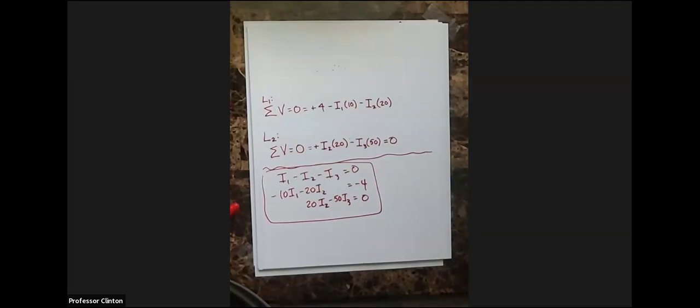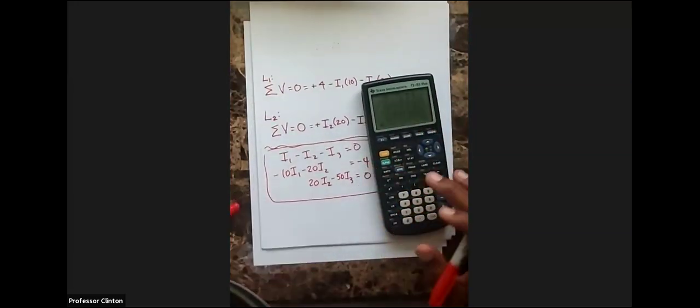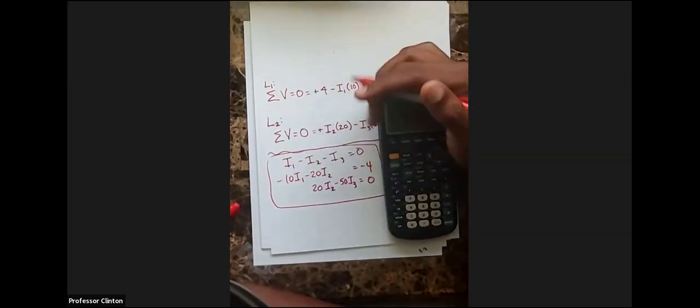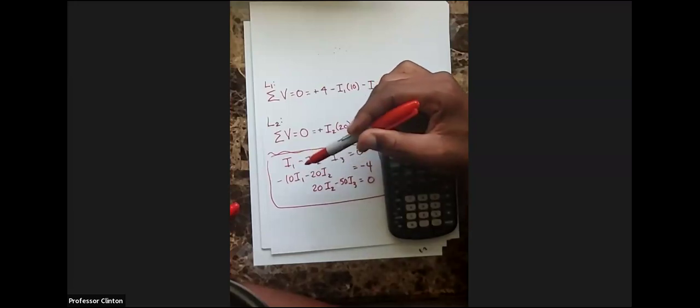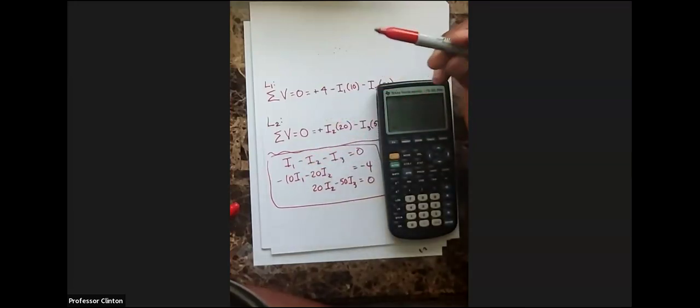So our system now can be solved multiple ways. Probably the easiest way to solve the system is to use your graphing calculator, or if you're not familiar with or don't have a graphing calculator, you can use the simultaneous equations, where I'll show you how to add these up in just a second.